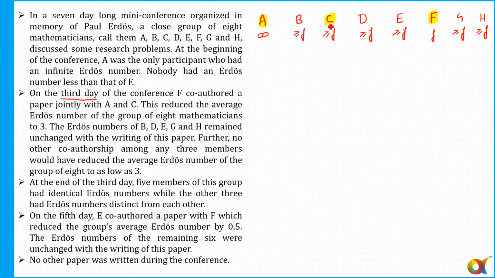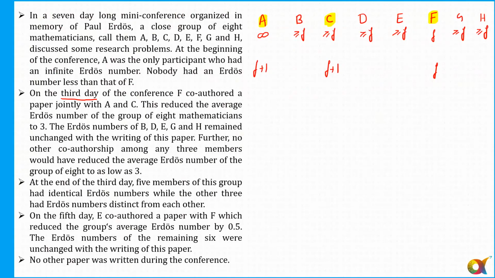So on day three, F co-authored the paper jointly with A and C. So at the end of day 3, what is the Erdős number of A? That's right. The Erdős number of A at the end of day 3 is nothing but F plus 1. For F, it will remain F, and for C, it will also be equal to F plus 1. Is that part clear to all of you? Please respond, everyone. Okay. So on the third day, the Erdős number of A is F plus 1, and C is F plus 1.